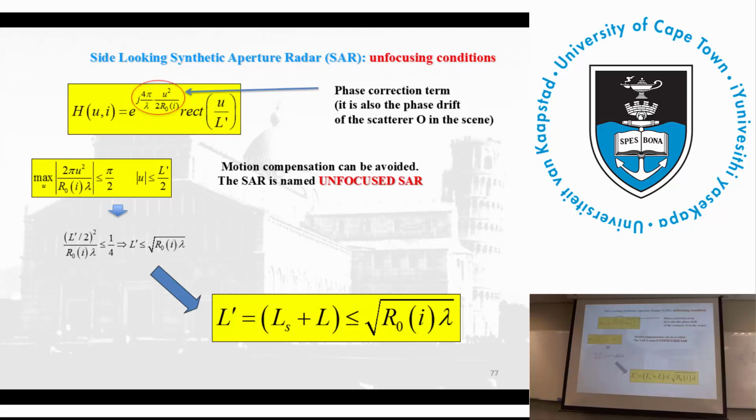Is there a hard limit to the amount of motion compensation you can do? Nowadays, no. This is the original stuff. But it's interesting to see, because then we'll talk about ISAR as well, and we'll see how much these things are correlated.